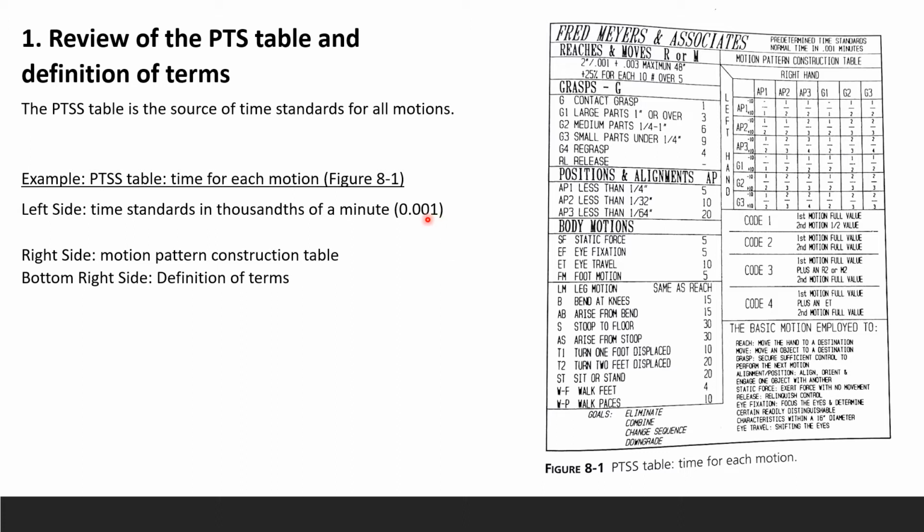Here is your third, second, and then the first. We count in, we don't count out. So make sure you know the third is the last one. And then your right side is your motion pattern construction table. And then your bottom right side is your definition of terms.